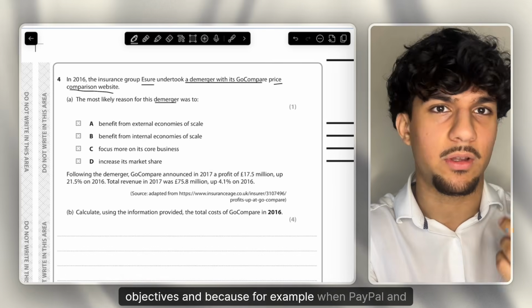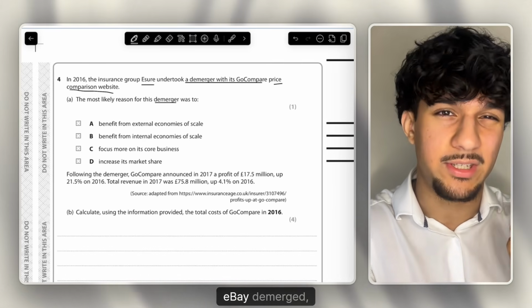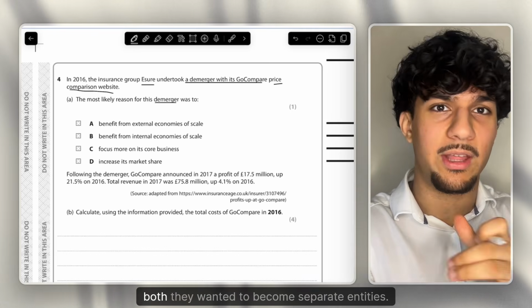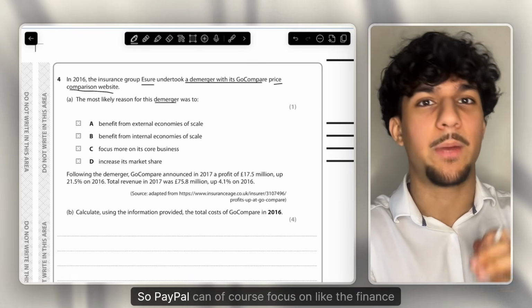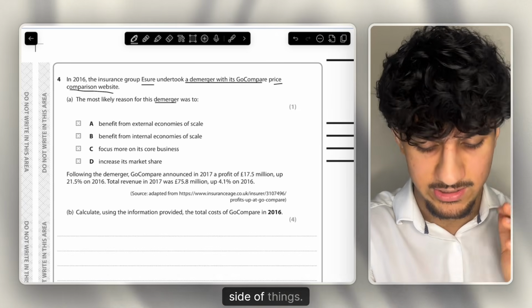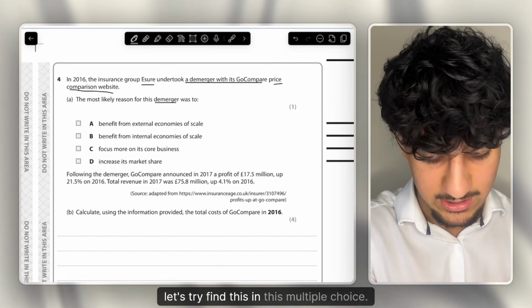And because, for example, when PayPal and eBay demerged, I believe it's 2015. Why did they do that? Because they wanted to become separate entities. So PayPal can, of course, focus on like the finance side of things, and eBay can focus on like the shopping side of things. But yeah, let's try to find this in this multiple choice.